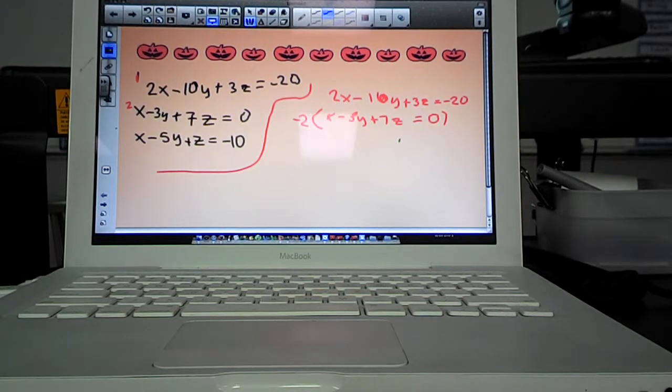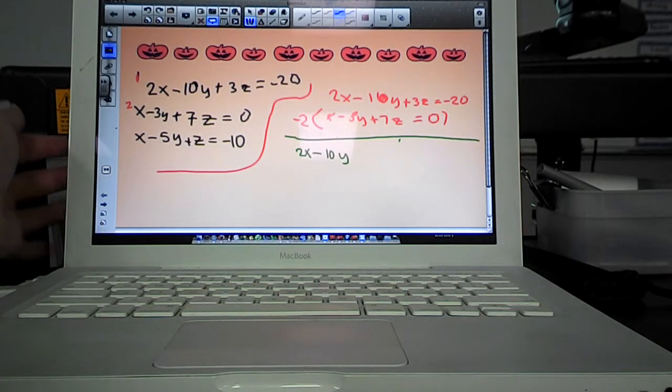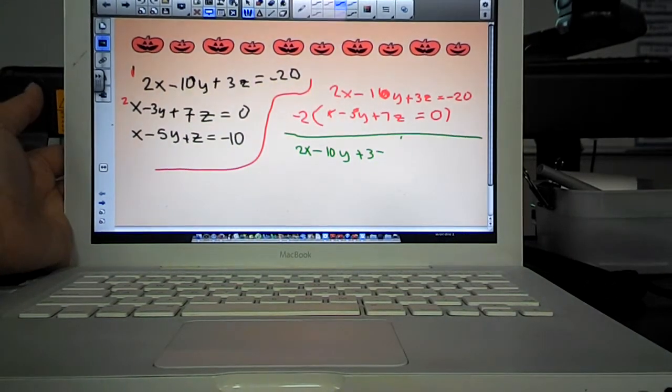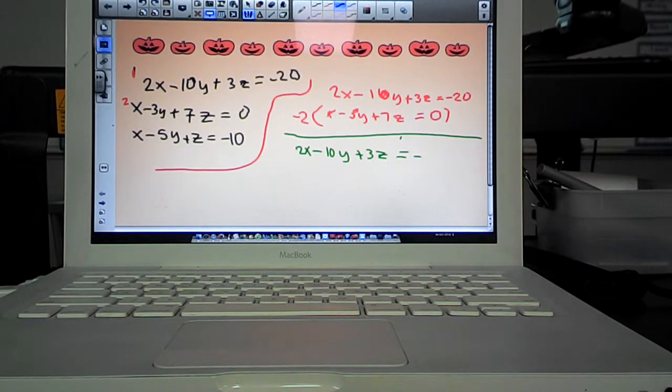So we're just going to come down. I'm going to use another new color so you can see what's going on. We have to bring down the first equation also. Let's not forget that. So we're going to do a line right here. We're going to do 2x minus 10y plus 3z equals -20.